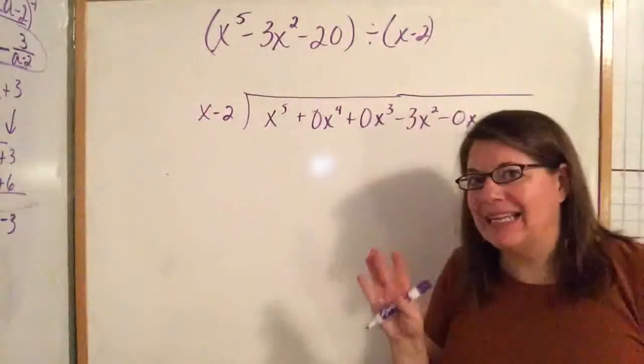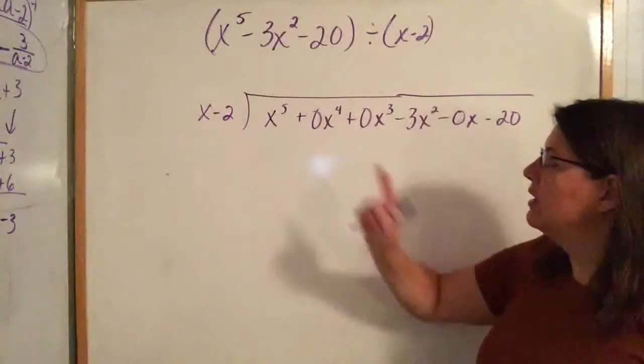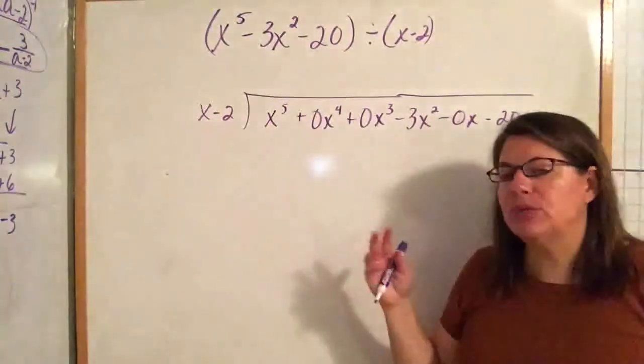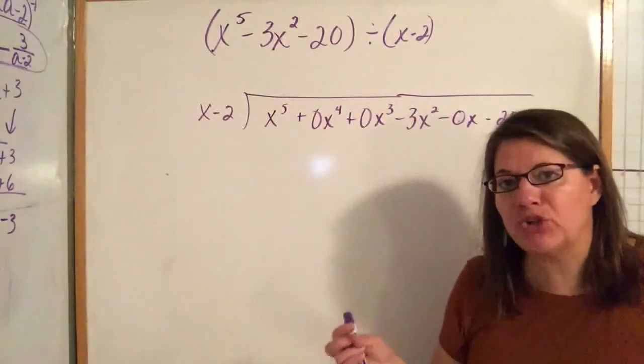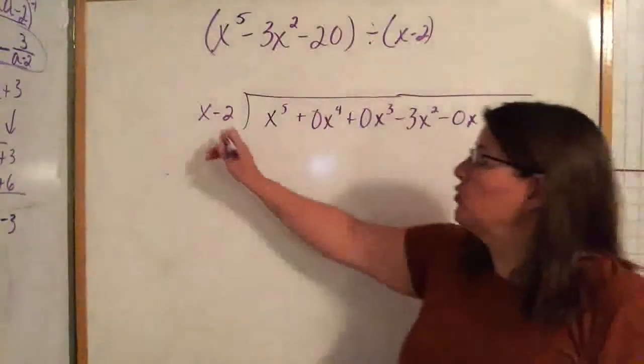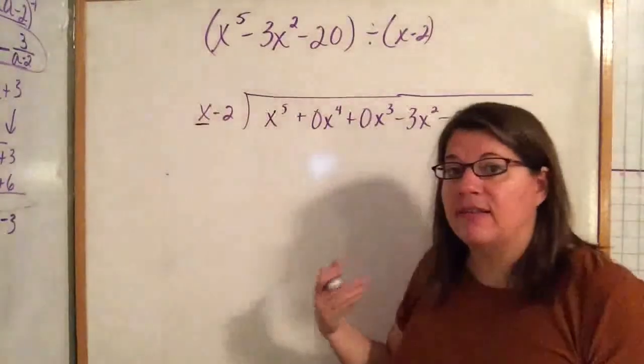So look at what leaving out terms does to our long division problem. It makes it quite a bit more difficult. You don't tend to see these very often, but I want to make sure I show you how to do them just in case they do show up in any of the work that we're doing. So you're still going to do the same thing. The process is exactly the same.